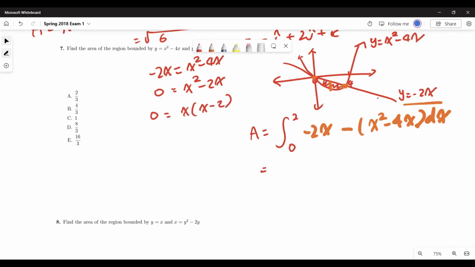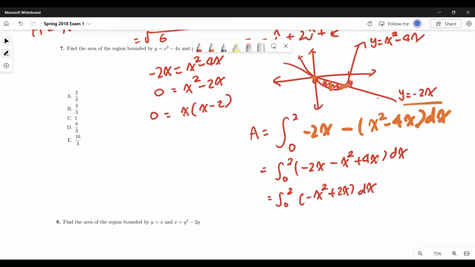So if you rewrite this as the integral from 0 to 2 of negative 2x minus x squared plus 4x dx. And this is the same as the integral from 0 to 2 of negative x squared plus 2x dx. If you integrate it, negative x cubed over 3 plus x squared from 0 to 2, negative 8 over 3 plus 4. And this just becomes 4 over 3. So the answer for this question is B.